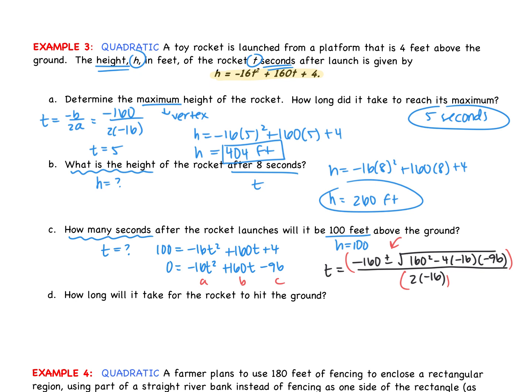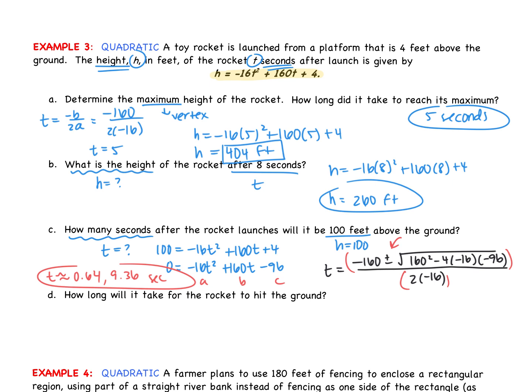Okay, when I put this in my calculator, I got 0.64 and 9.36 seconds, because you had to do the addition and the subtraction. Did anyone put this in their calculator and get something different? If you did and you don't want to say it now, tell me later so that we can talk through it.